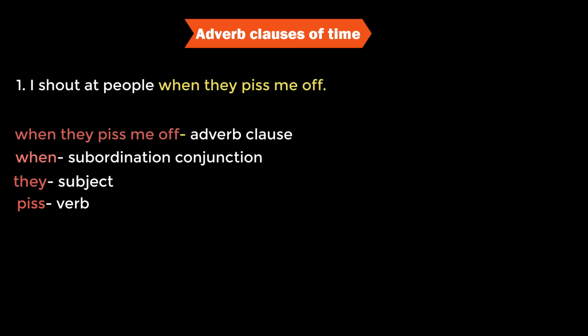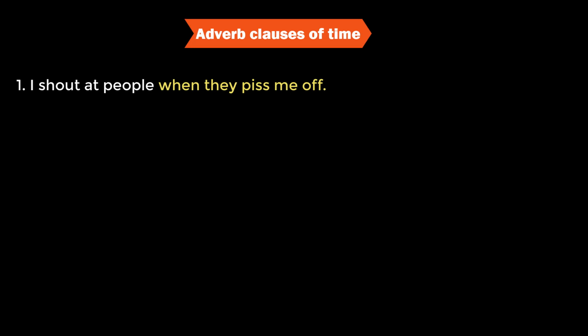When do I shout? I shout at people when they piss me off. Alright, so this whole clause, "when they piss me off," is modifying the verb shout, giving information about it, telling us the time of the action. When do I shout at people? I shout at people when they piss me off. That's the right thing to do, right? Okay, let's look at the next example.